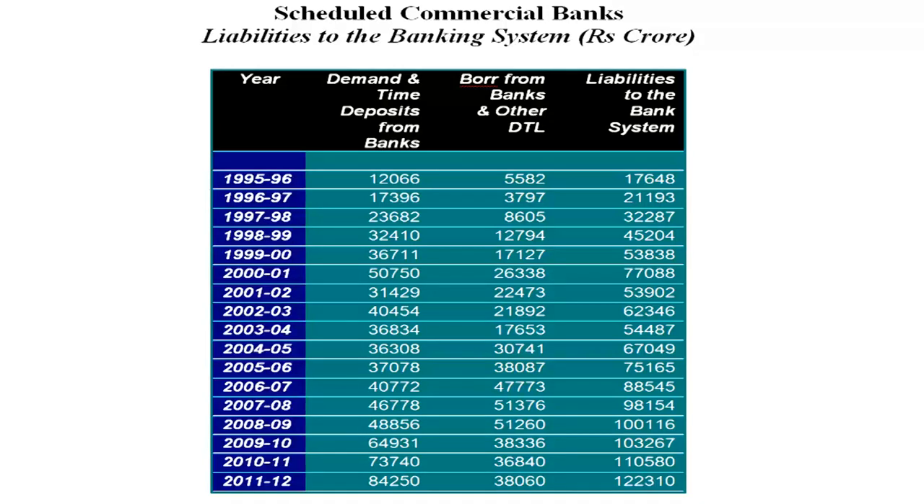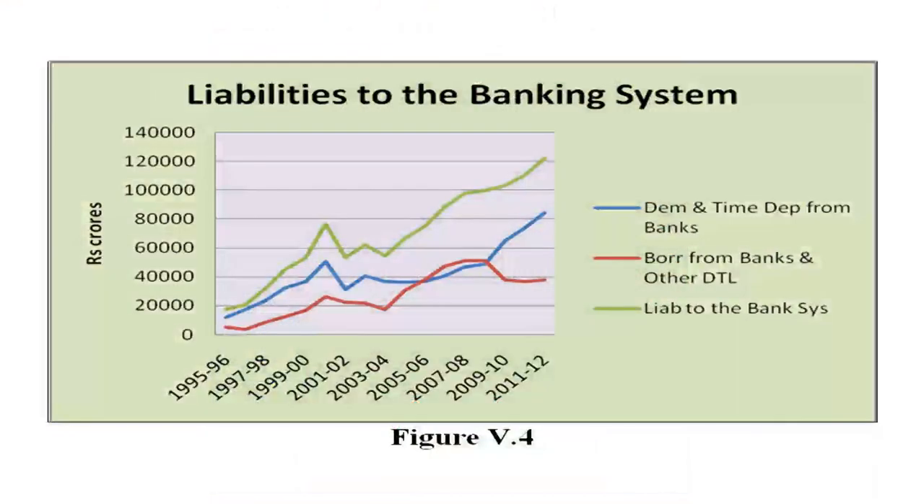How do you borrow from banks? You borrow in the form of demand and time deposits. So, this is the demand and time deposits, and the liabilities to the banking system, and borrowing from banks is the red one. Blue is demand and time deposits from banks. Of course, banks keep savings account money and fixed deposit account money in other banks. Very interesting. This is a way of earning something.